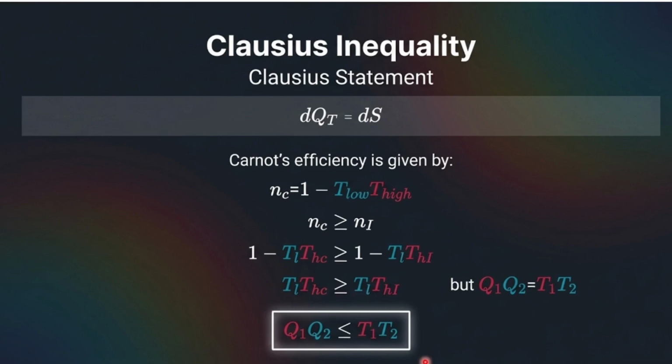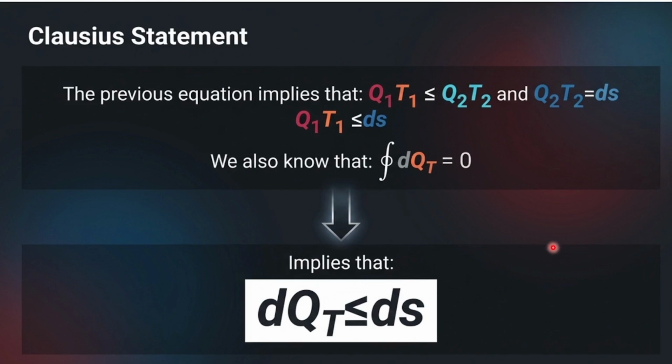So we get this little expression: Q1 divided by Q2 is less than or equal to T1 divided by T2. The previous equation implies that Q1, the energy of the source, divided by T1, the temperature of the source, is less than or equal to Q2 divided by T2. But we know that Q2 divided by T2 is actually dS. So Q1 divided by T1 is less than or equal to dS.